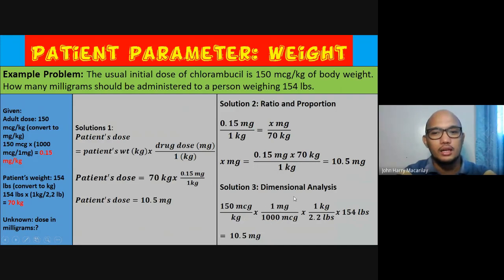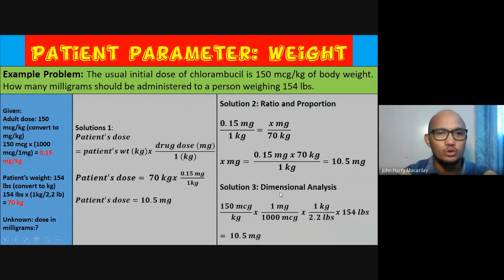Since we're only identifying now the unit of the chlorambucil in milligram, we will multiply it with a ratio that is equivalent to 1 kilogram per 2.2 pounds. So to cancel the kilogram, and then you will multiply it with the original weight of the patient in pounds, which is equivalent now to 154 pounds. The answer is also 10.5 milligrams. So the remaining unit, it's just the milligram.